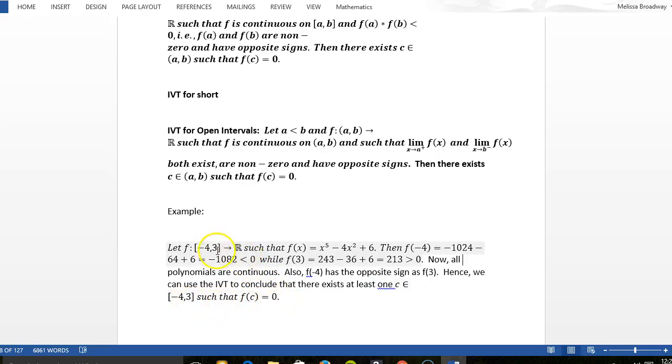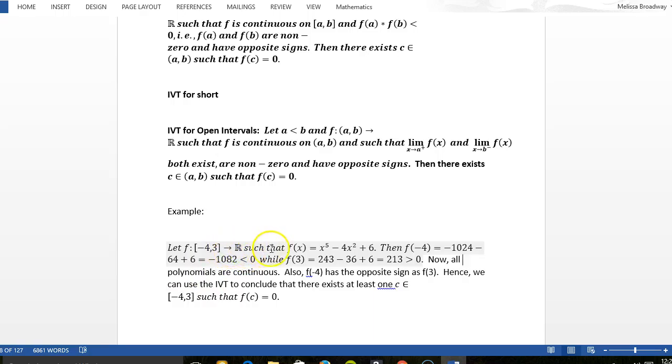Same thing. I was using the letter x a minute ago, but let's just use the letter c, just to be consistent, because I use c in the definition. So let C be my name tag. So there exists a C by the intermediate value theorem. There is a C in -4 to 3 such that f of C equals 0. And really, I could have said open interval right here, but oh well, no harm done.